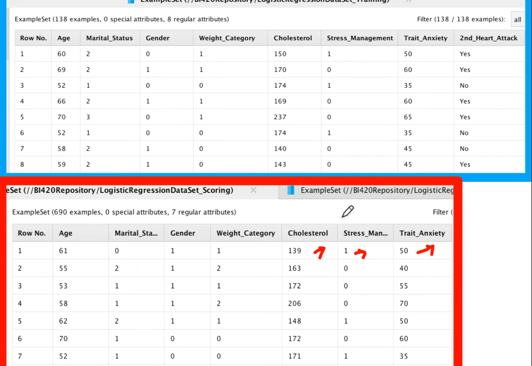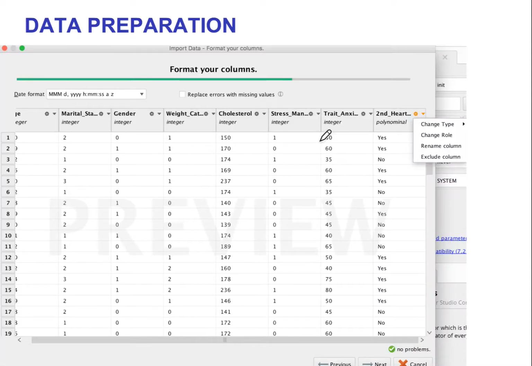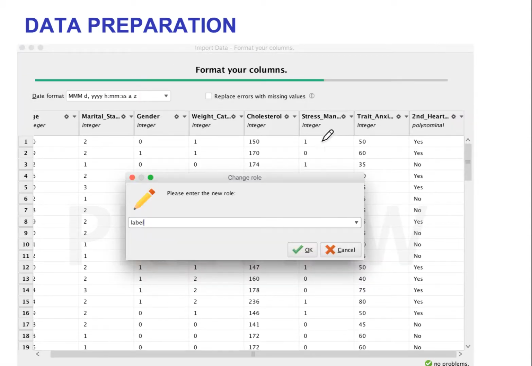Okay, so that's our goal. We're going to try to predict those values, like we did in our first previous example. We brought the training data, we brought the scoring data, we brought all these inside. I showed you how in the assignment you can label the data from the beginning. We're going to try to label it from the beginning here just for a change. So we're going to decide that the second heart attack is the label, is our why. So you don't need to use the set role operator inside RapidMiner.